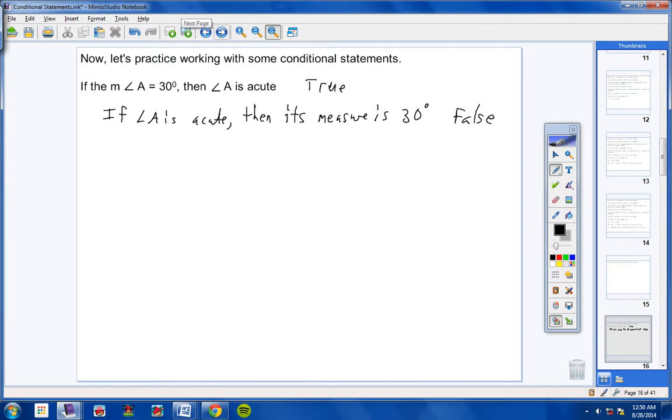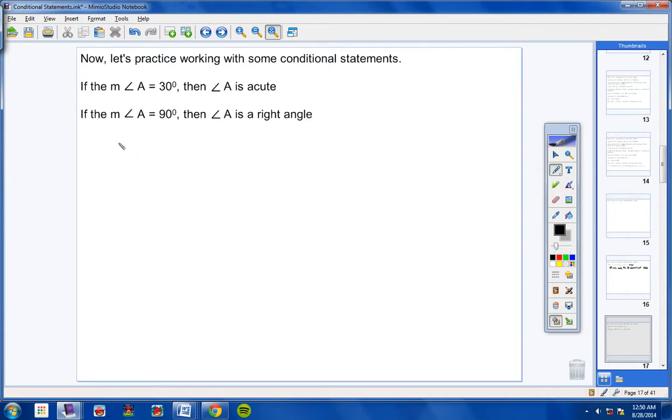I want you to write this in your notes, please. Write this down. If the measure of angle A is 90, then angle A is a right angle. Please write that down. If the measure of angle A equals 90 degrees, then angle A is a right angle. Copy that down, please.